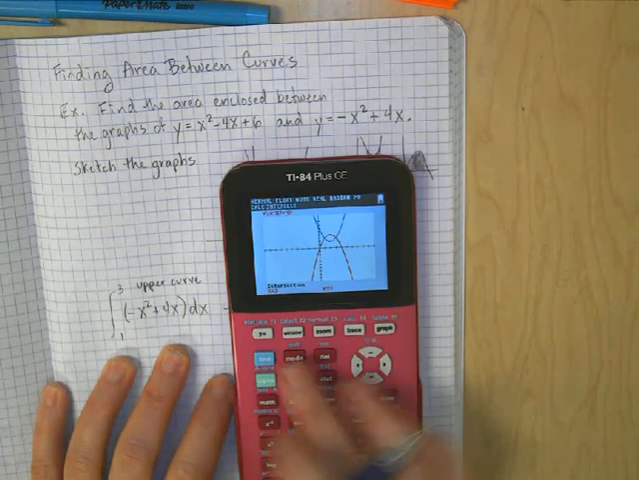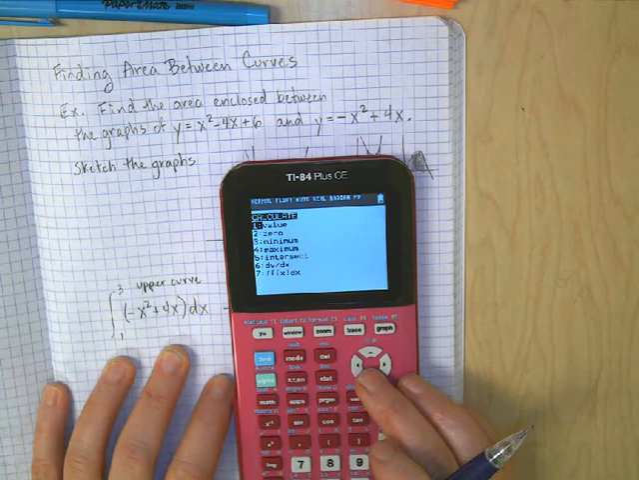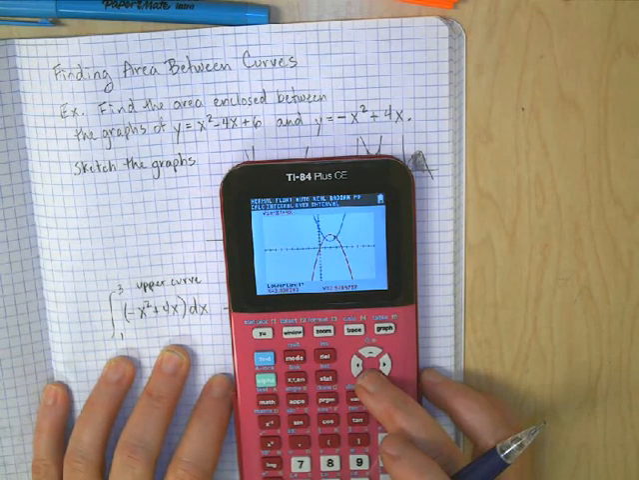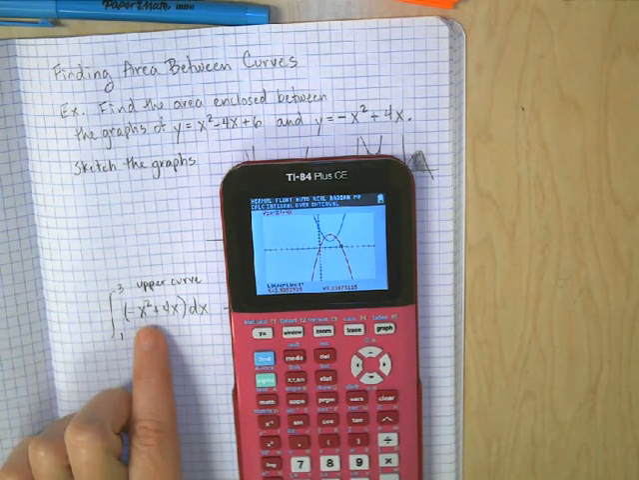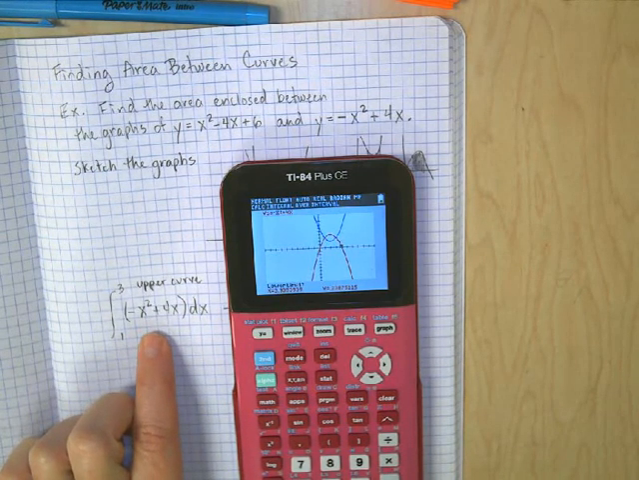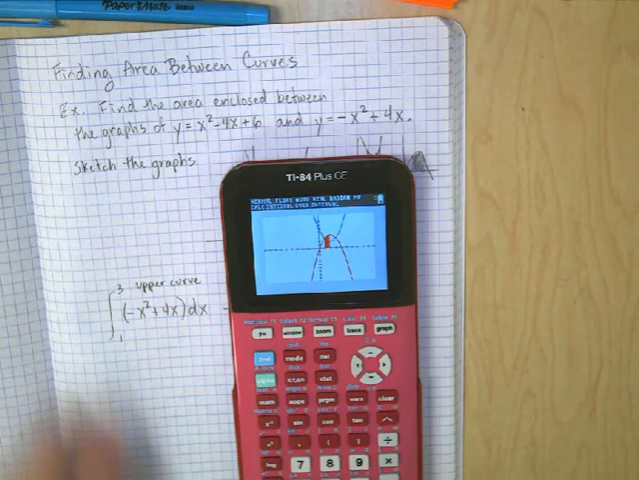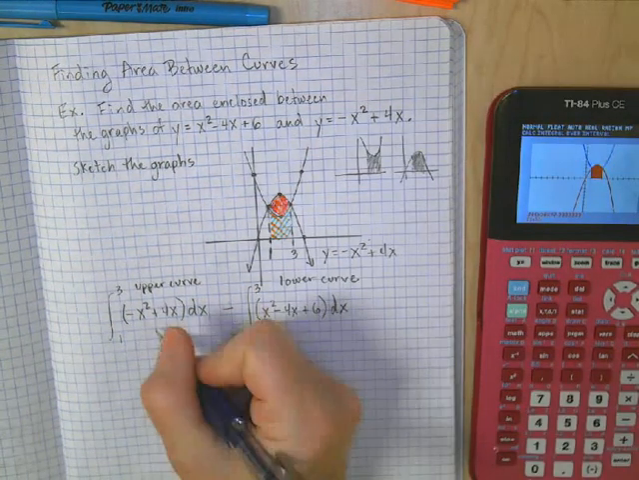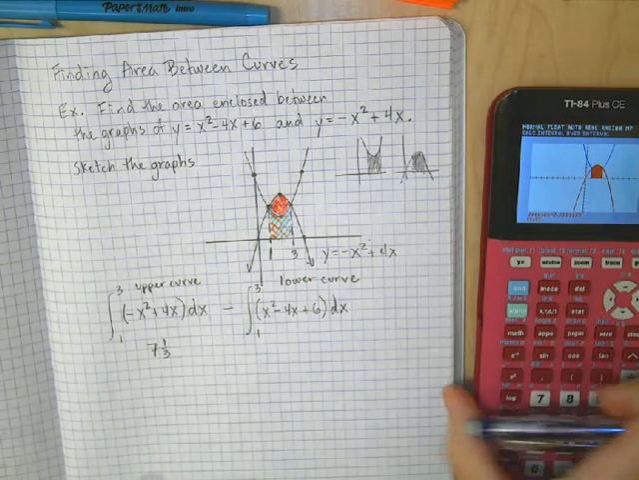So I already have them in there, so I'm going to go second calculate, and I want the integral, and let's see, which curve am I on? I'm on the red one right now. That's the upper one, that's this one. So it says lower limit, that's 1. Upper limit, that would be 3. Hit enter. And I get 7.3 repeating, so that would be 7 1/3. So this area is 7 1/3. And then I can do this one as well.